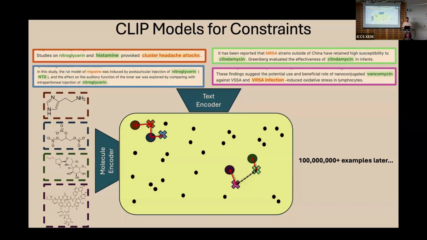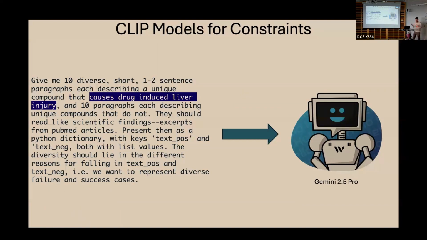But the point is, at no point am I supervising the model with the fact that clindamycin is an antibiotic, right? If what I'm going to show you is going to learn that, it has to be purely from the text that it's using. So this is essentially an unsupervised model for all intents and purposes, right? The only supervision happening is that this molecule appears in this piece of text. So how do we turn that into supervision?